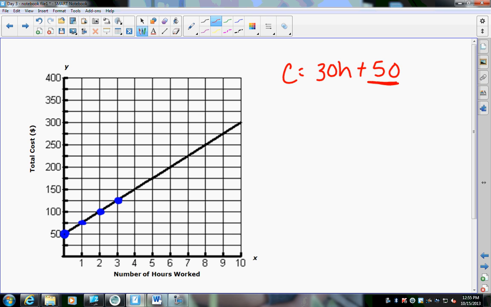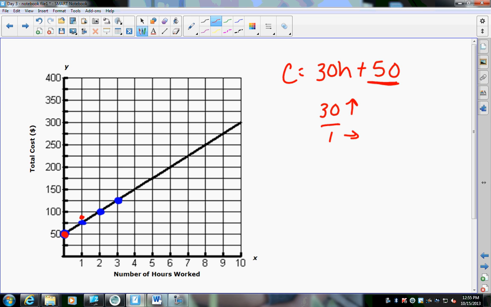I'm going to start with my y-intercept. I'm going to start at 50. My slope is 30, which is 30 over 1. That's telling me to go up 30 and to the right 1. So I'm going to go up. Each line is worth 25. So I'll go a little bit up past 25 and over 1.